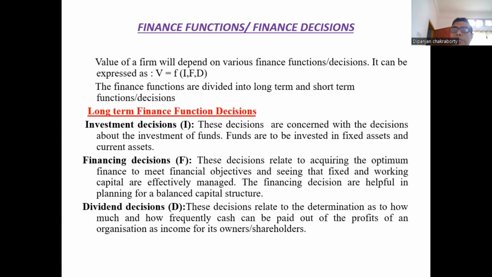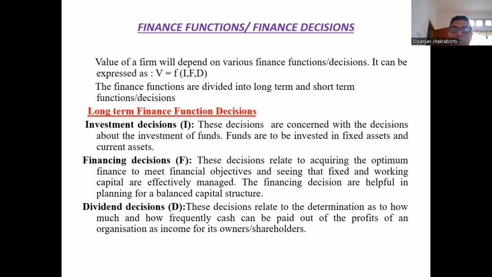Next, we are dealing with a very important part of financial management, that is finance functions. The value of a firm will depend on various finance functions or decisions. It can be expressed as V = f(I, F, D). The finance functions are divided into long-term and short-term functions and decisions. There are two types of finance functions. One is long-term finance functions and decisions, and another is short-term finance functions and decisions.